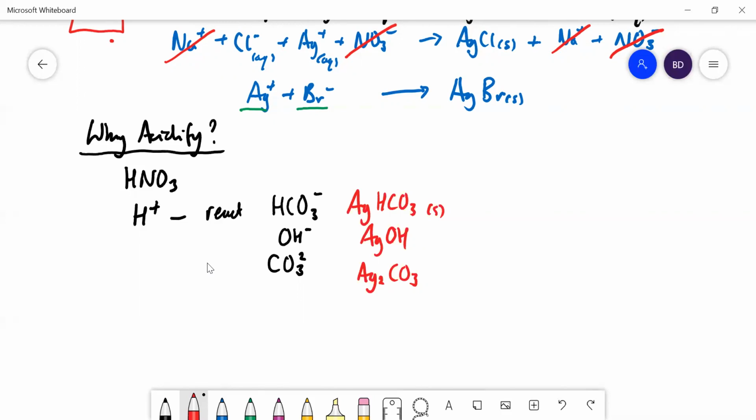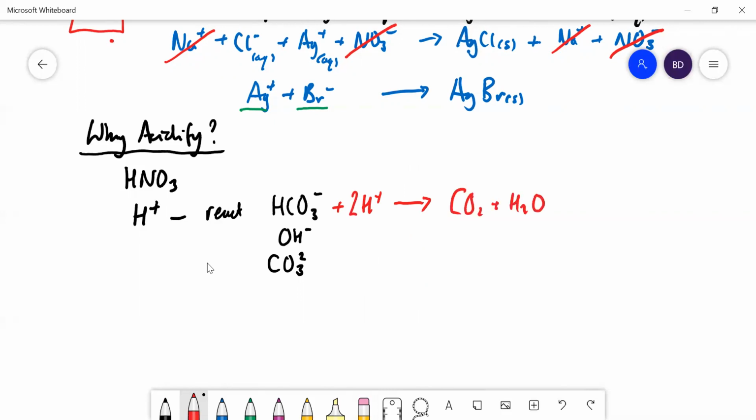Just to give you the equations there, what is the H plus ion going to do? If you add H plus ions to these, you get carbon dioxide and water. Here you need two H plus ions with the carbonate, and you get CO2 and water. And of course with the hydroxide, you just get water. So it gets rid of those. That's why you need to acidify.